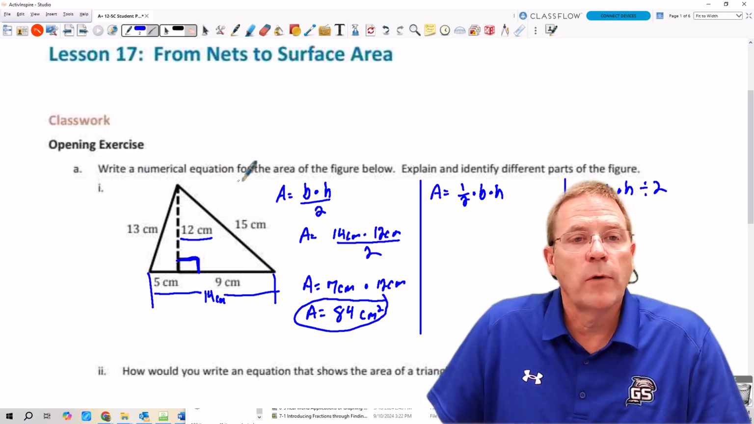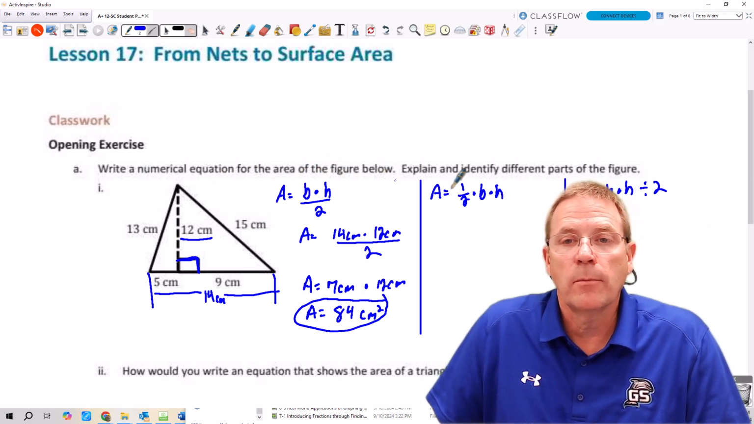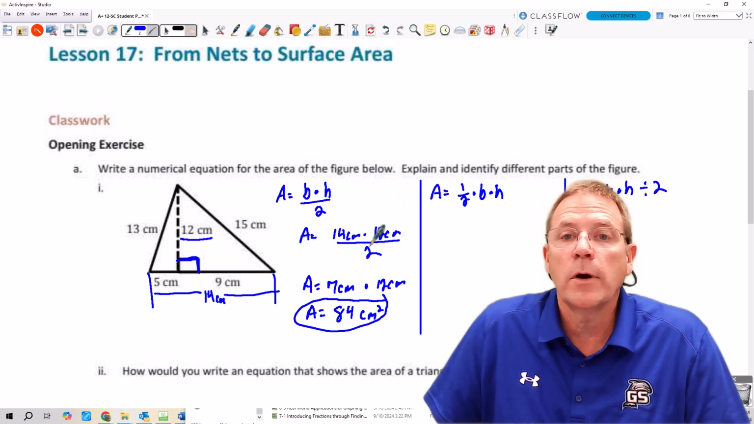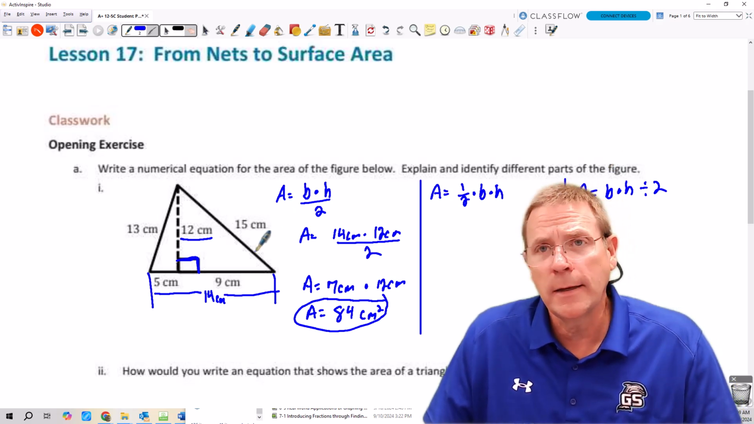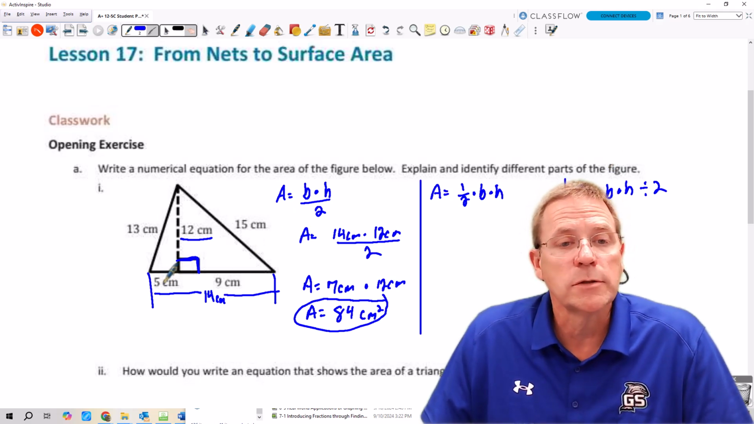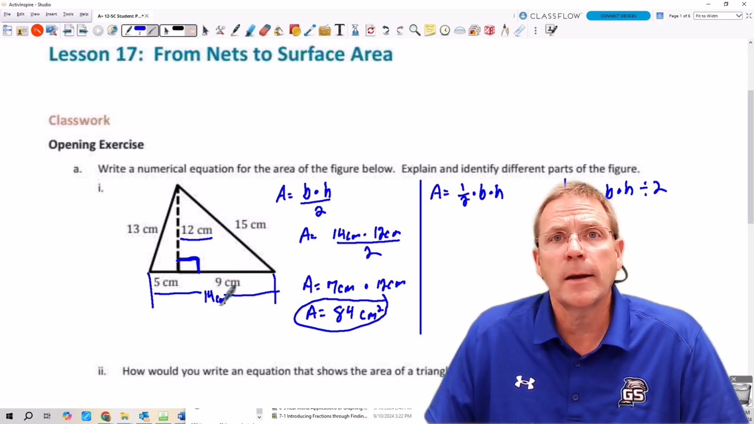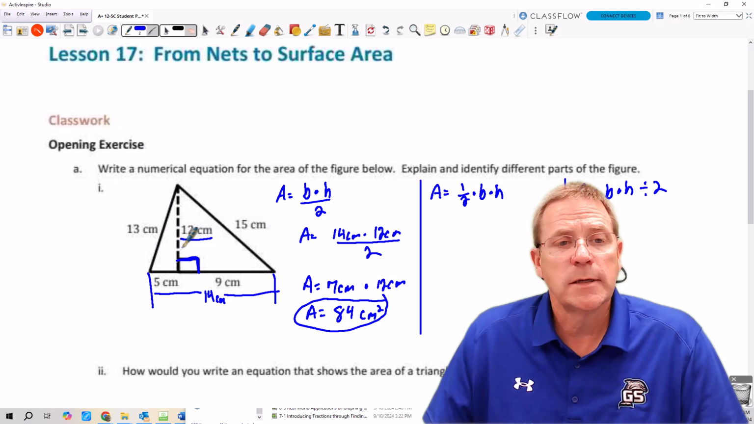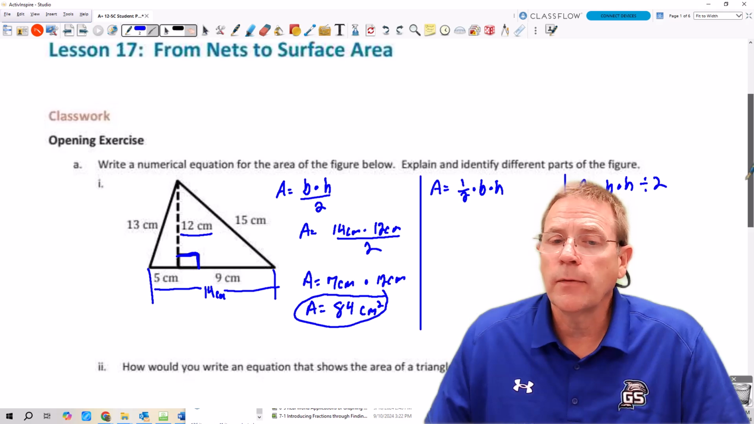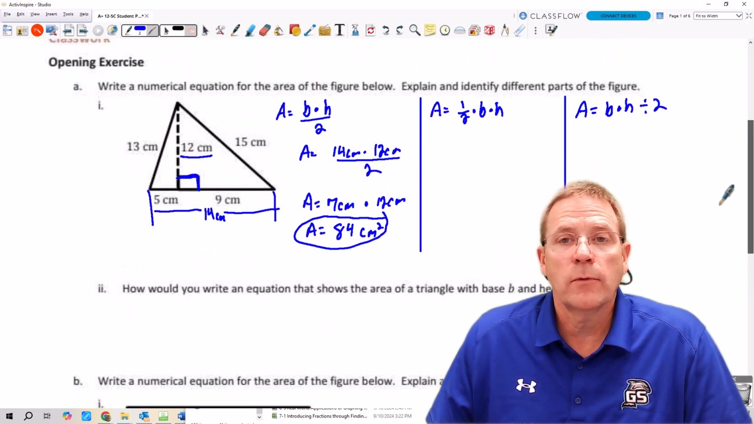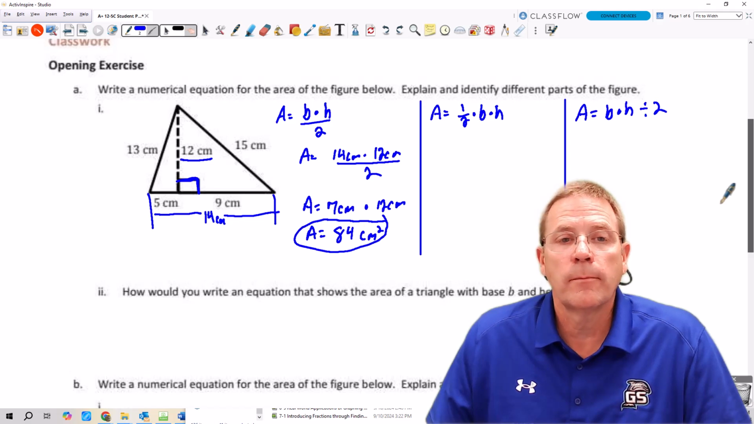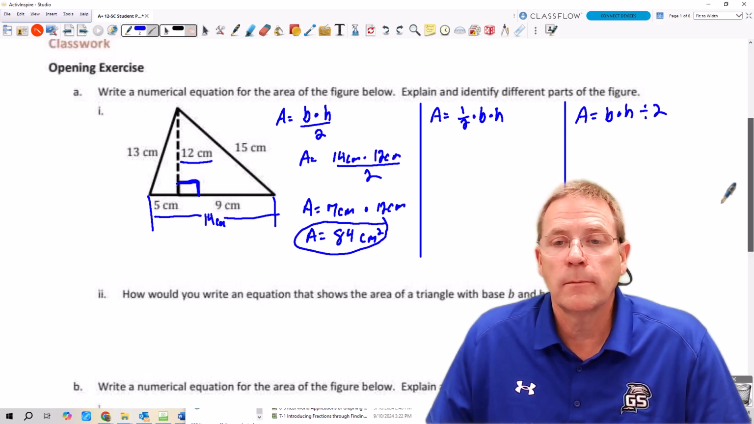The first question said write a numerical equation for the area of the figure below, and I did that. I've written a numerical equation right here, and then explain and identify the different parts of the figure. And I did that verbally. The 5 and the 9 add up to be 14 for my base. The height is going to be 12, and these two are just sides of the triangle. That means absolutely nothing to me. How would you write an equation that shows the area of the triangle with base and height? Well, we did that right there, so that's going to be our part 1 and our answer to part 2 there.